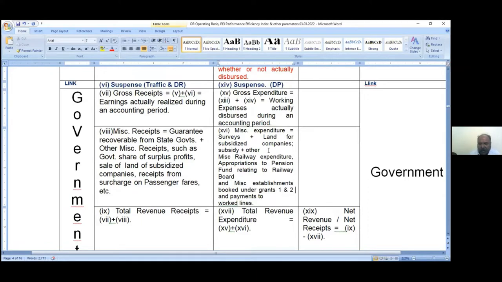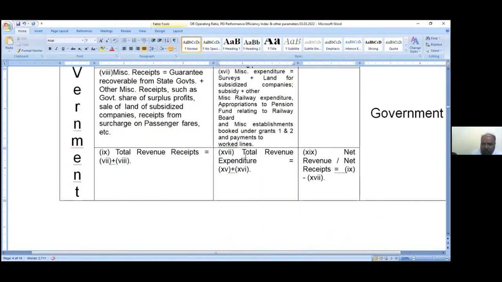So if we add gross expenditure and miscellaneous expenditure, it is called total revenue expenditure. So total revenue receipts minus total revenue expenditure is called net receipts, or net revenue also it is called.